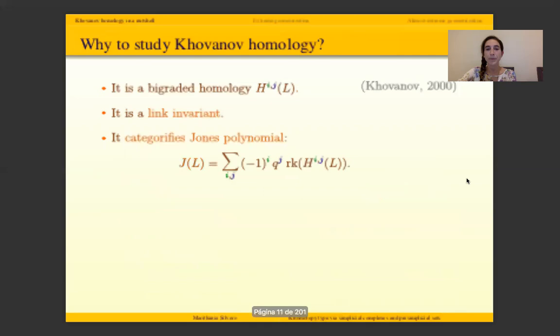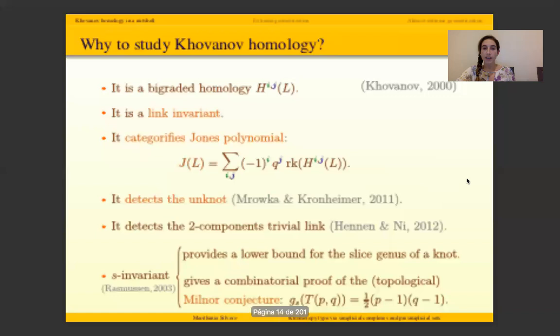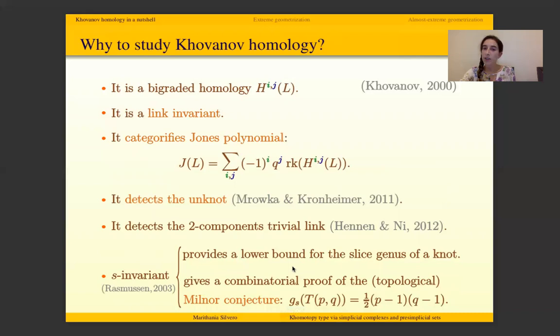So Khovanov homology detects the unknot. It detects the trivial two-component link. And well, from Khovanov homology, you can compute the s invariant, which provides a lower bound for the slice genus of a knot. And with the s invariant, you can give a combinatorial proof of the topological Milnor conjecture. So it is quite important to study Khovanov homology.